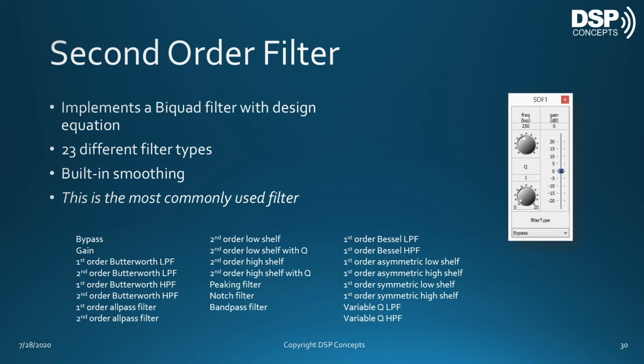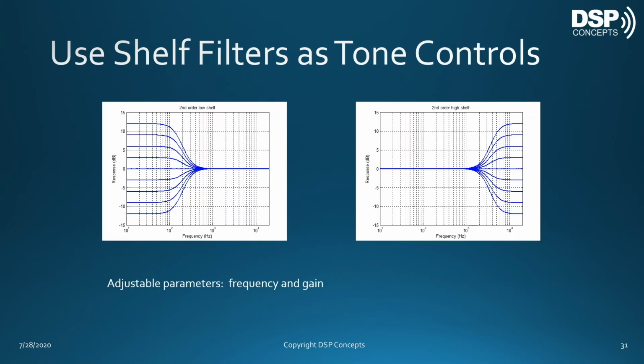And this is by far the most commonly used filter in AudioWeaver. Now, it's also important that you get to learn the filter types. So you'll see there's low-pass filters, high-pass filters, all-pass filters, shelving filters, peaking filters, notching filters, and so forth. A commonly used way to configure these is as tone controls. So what I'll do is I will use shelf filters as tone controls.